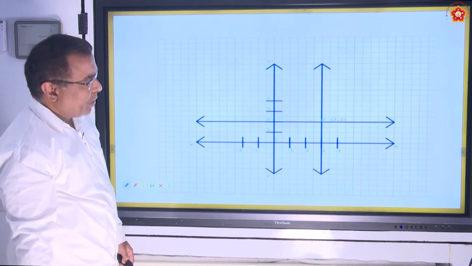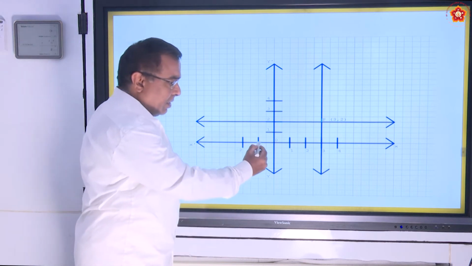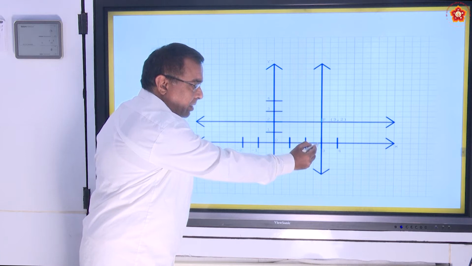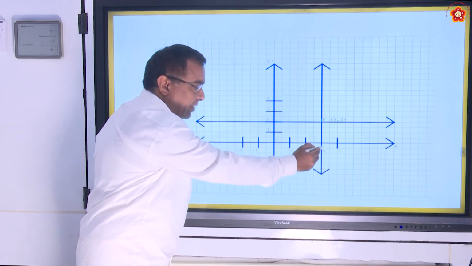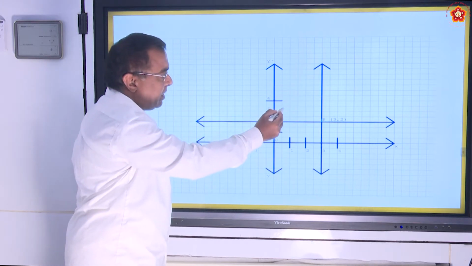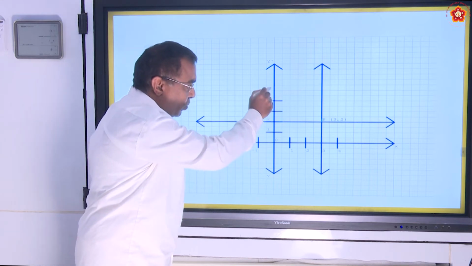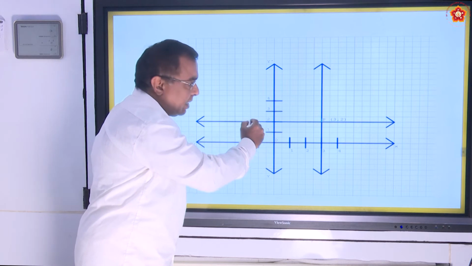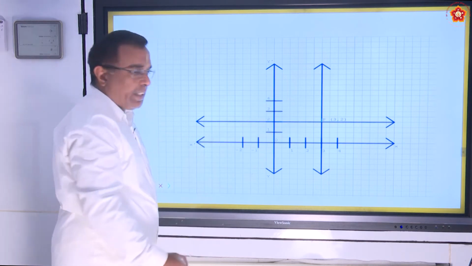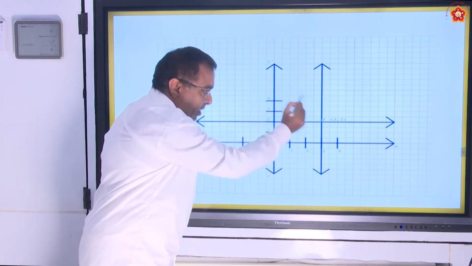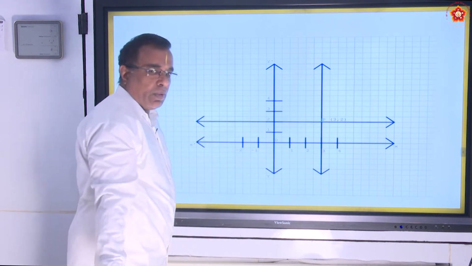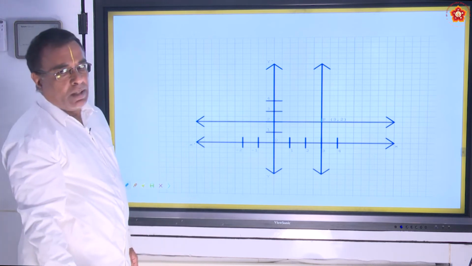So always remember, students, first we will take the x coordinate, take that point along the x-axis, and draw a perpendicular line. Then a similar thing we need to do for the y-axis also. Mark whatever is the point and draw a perpendicular line to that y-axis. Both these lines will meet at a point, say P or Q. That will be the required coordinate.